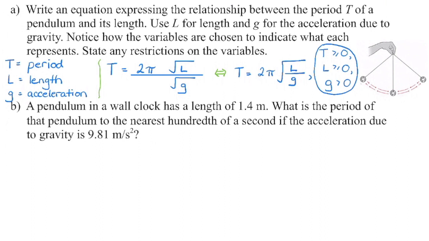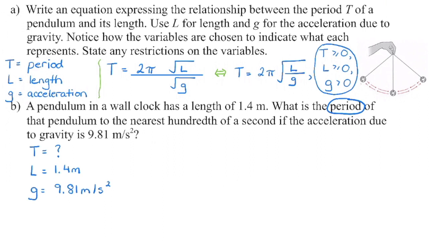You can even grab a highlighter or a pen and just circle. So we're looking for the period, and we know that period is represented by the variable T. So that's what we're looking for. And then fill in the other pieces of information we know. We're told what L is, we're also told what the g is.